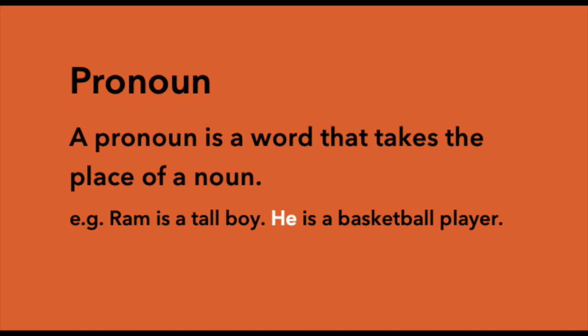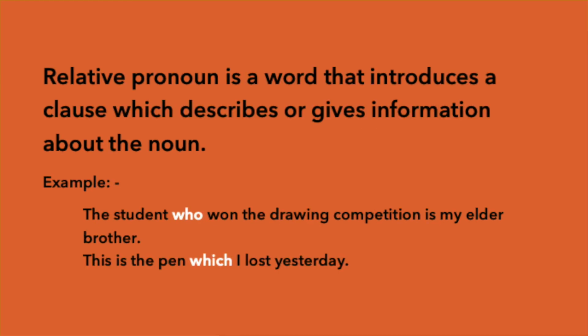For example, Ram is a tall boy. He is a basketball player. In the second sentence, we use the pronoun he instead of the noun Ram. He, she, it, they, you, etc. are pronouns, but a relative pronoun is a word that introduces a clause which describes or gives information about the noun.